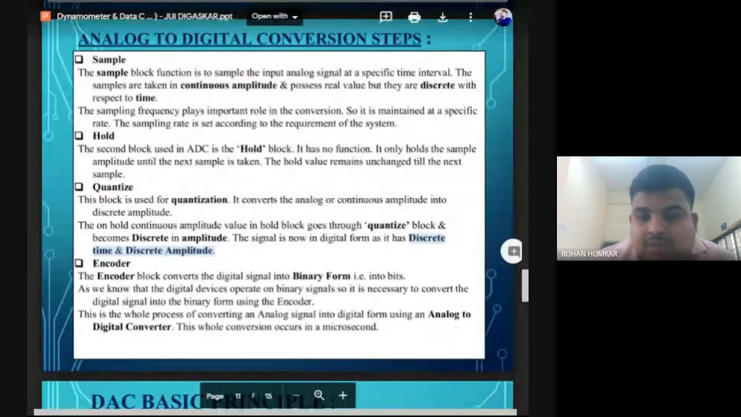As we know that these digital devices operate on binary signals, so it is necessary to convert all the signals which we are having, whether it is a voltage signal, a current signal, or a displacement signal from any transducer, into the binary format by using our encoder. Okay, so in this particular process of converting, we need all these processes, and then it is called our analog to digital converter. Okay, I hope यहाँ तक आपको समझ में आया होगा.